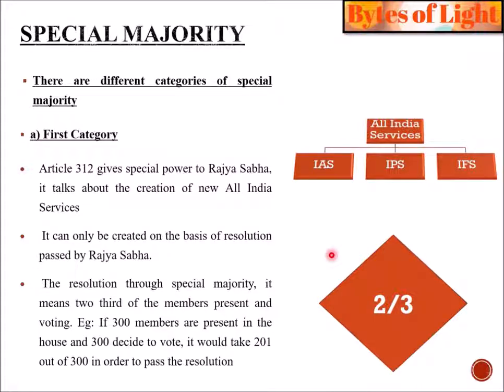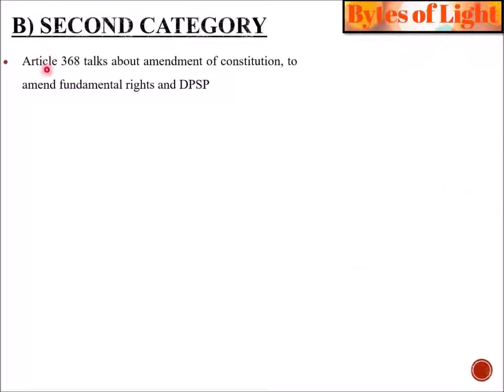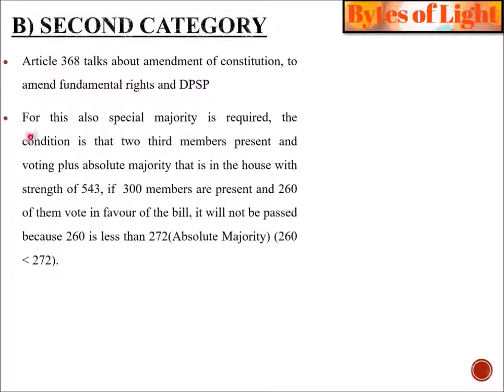Coming to the second category. Article 368 talks about amendment of the constitution, or to amend fundamental rights and DPSP. So the second category comes into play when we deal with Article 368. For this also, special majority is required. The condition is 2/3 of members present and voting plus absolute majority.